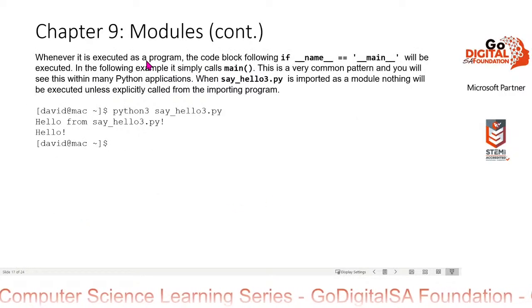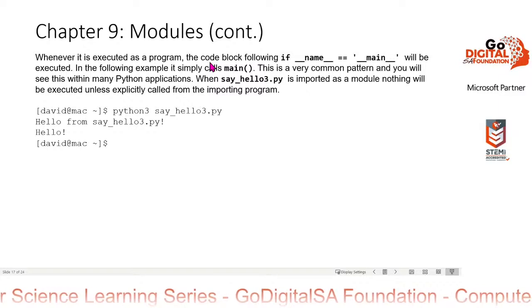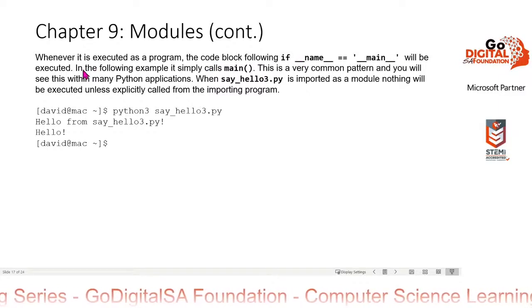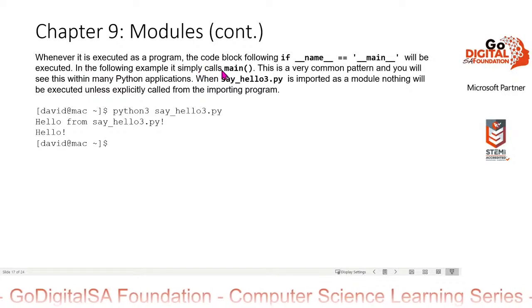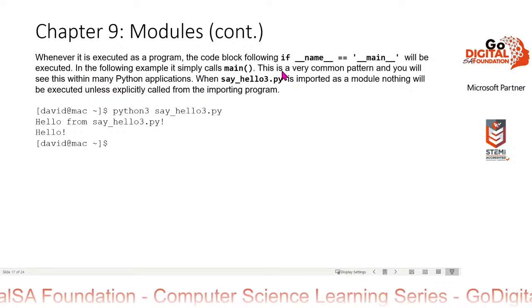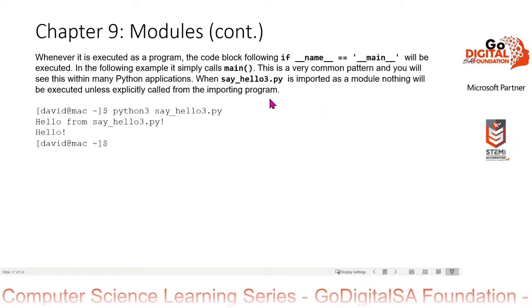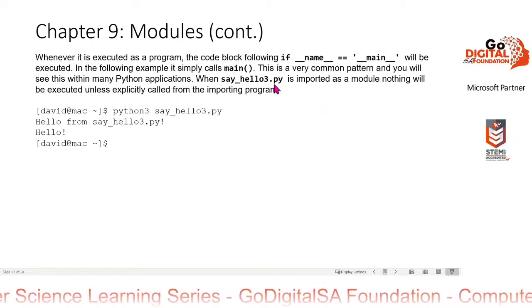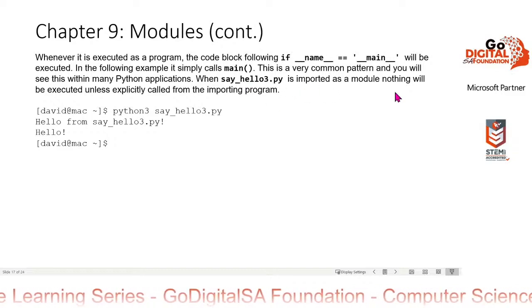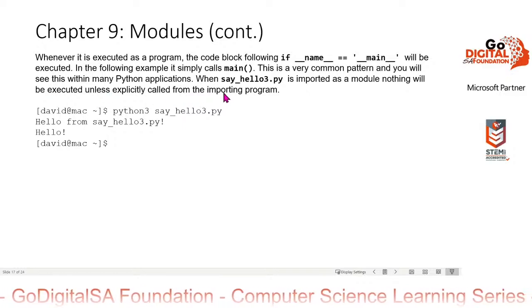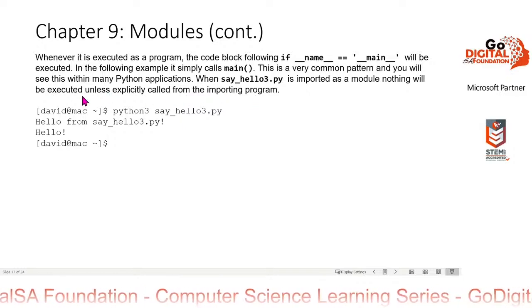So whenever it is executed as a program, the code block following if __name__ equals __main__ will be executed. In the following example, it simply calls main. This is a very common pattern, and you will see this within many Python applications. When sayhello3.py is imported as a module, nothing will be executed unless explicitly called from the importing program.